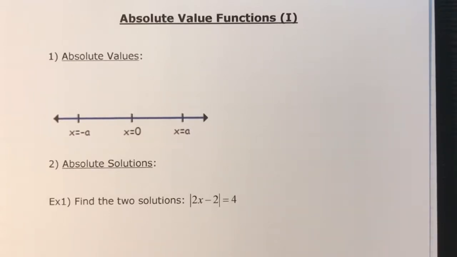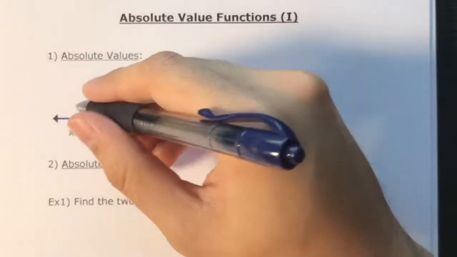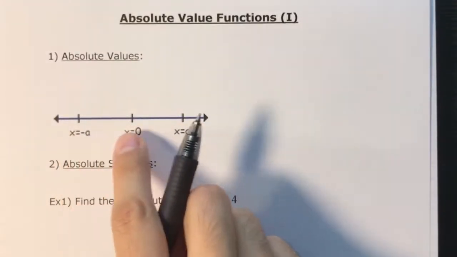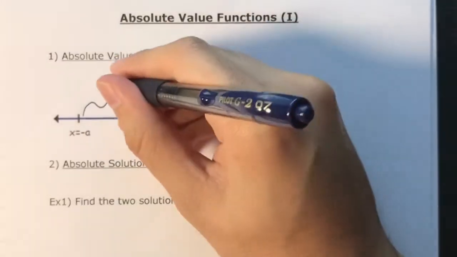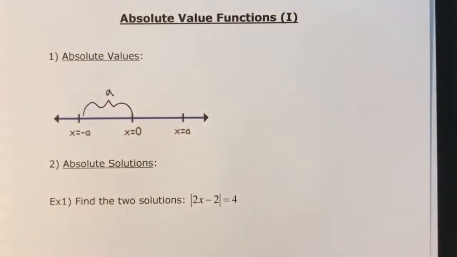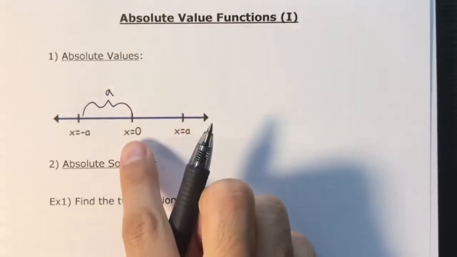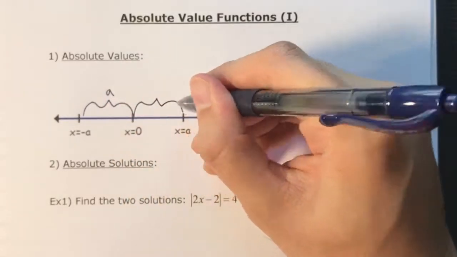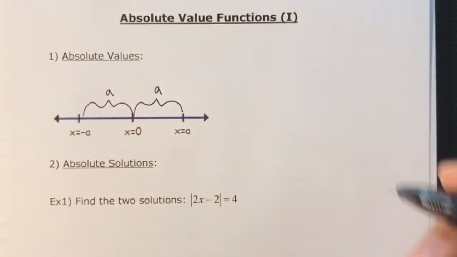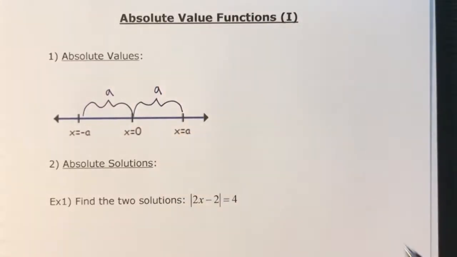So let's get started. The first thing we have to know about absolute value functions are absolute values. What are they? Well, they're going to be the positive distances between x and 0. What do I mean? Well, this is what I mean. A distance is going to be positive, so I put a. Now the distance between x and 0 is going to be a. Okay, let's write that in a formal definition.